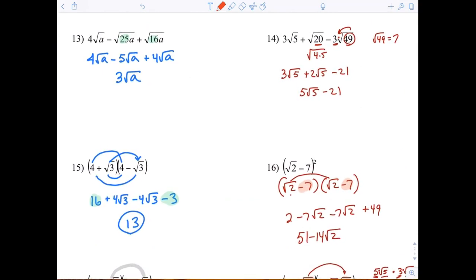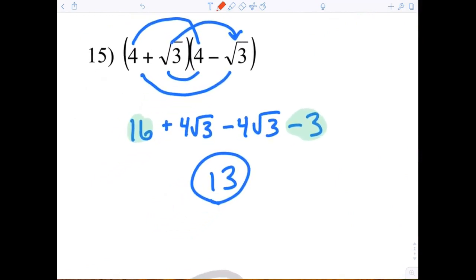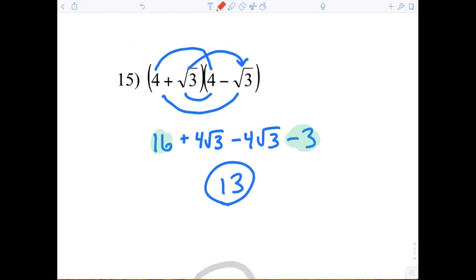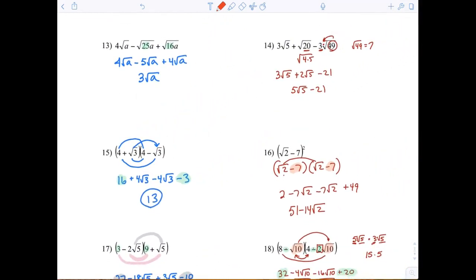13, 14, 15, 16. Yeah, what happens to the middle term? Dalton, you okay with this or not? Everything good? All right, let's shrink it down a little bit. Anybody else on 13, 14, or 16?